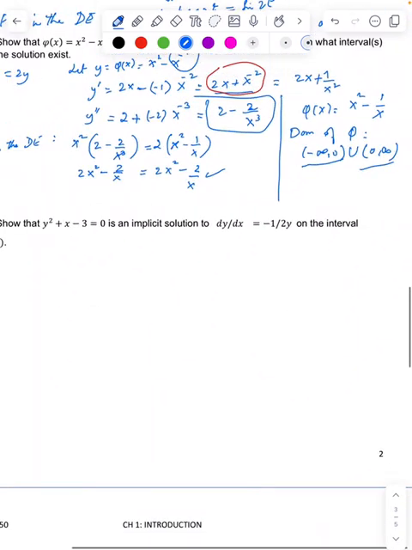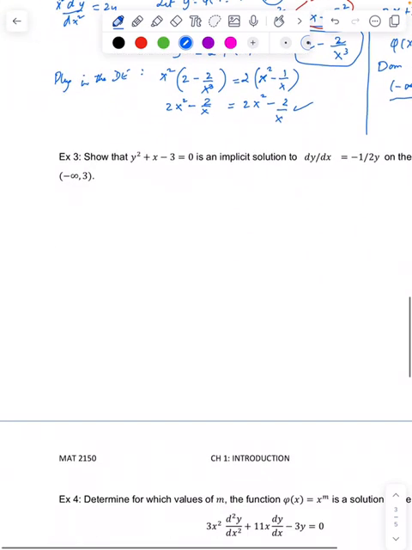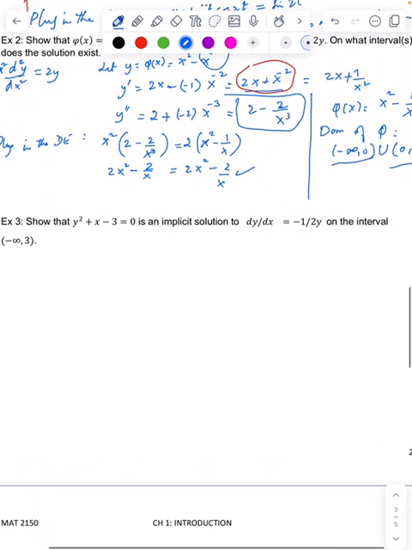Looking at the next one. This is saying show that y squared plus x minus 3 equals 0 is an implicit solution to the differential equation on the interval negative infinity to 3. Okay, they gave us the interval, but we have to verify it. Now, I can write this solution in explicit form, right? If I try doing that, it will actually be longer.